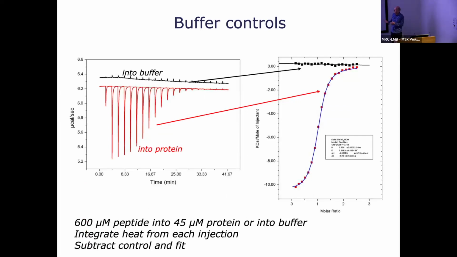So here's a very, very nice example. In red, you can see you're injecting the protein, and you get a nice profile. And then the second, you do it into this peptide, and put this in the buffer. So you get two heats here, and you essentially just take that baseline away and fit it, as we'll see in a second.